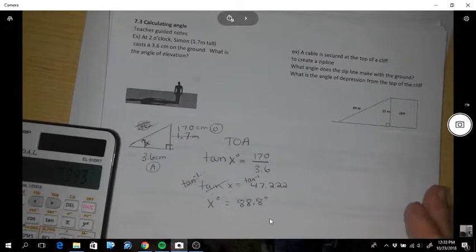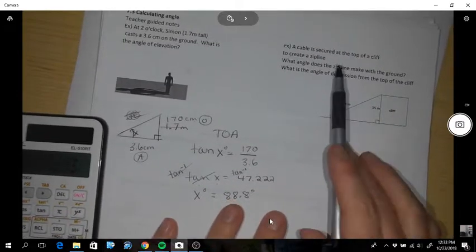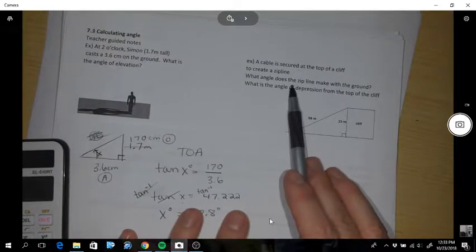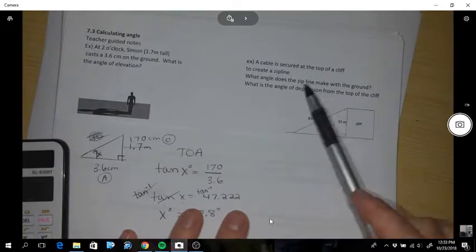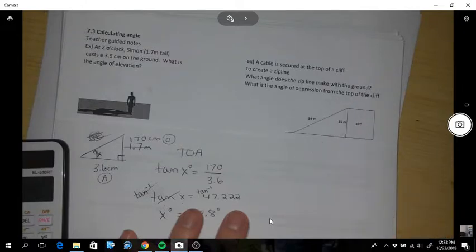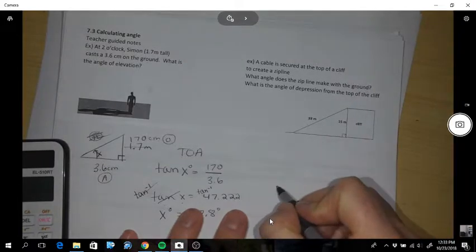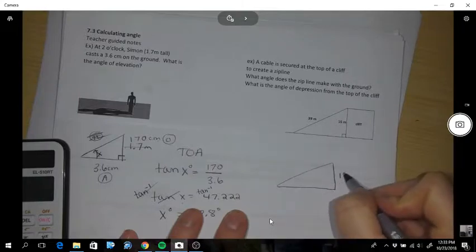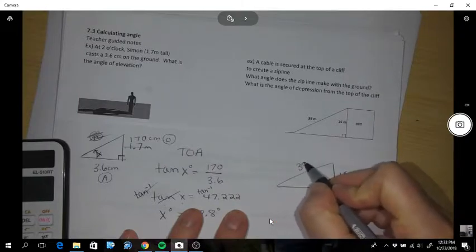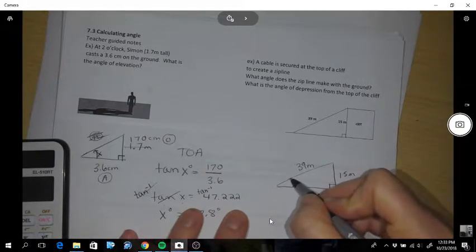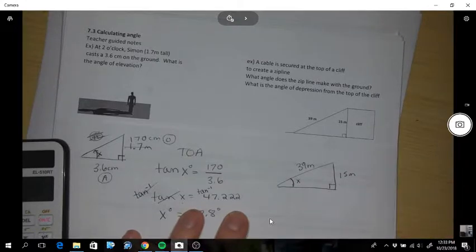Okay? So number 2 here, a cable is secured at the top of a cliff to create a zip line. Okay, what angle does the zip line make with the ground is the first question. So we're going to answer that one first. So we got 15 meters, 39 meters, and angle with the ground. So this is our x.